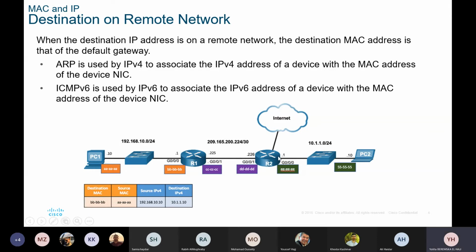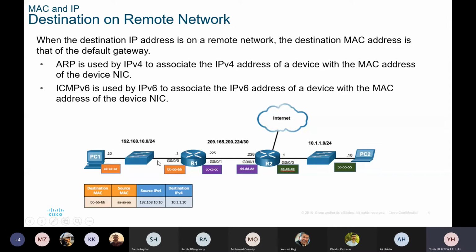When the packet comes to R2, R2 will de-encapsulate the data link data and will find that the destination is 10.1.1.10, which is a directly connected network. It is going to forward the packet to this interface G0/0, and it will keep the source MAC address, the source IP address and the destination IP address. Only the destination MAC address will be changed to the MAC address of PC2.